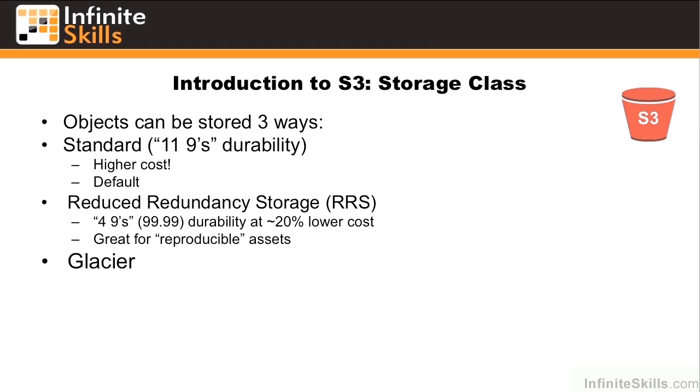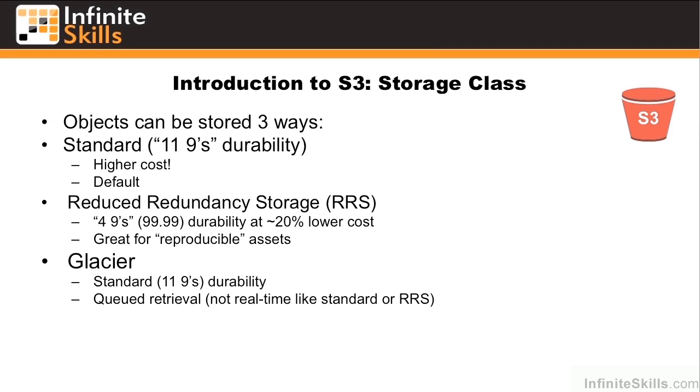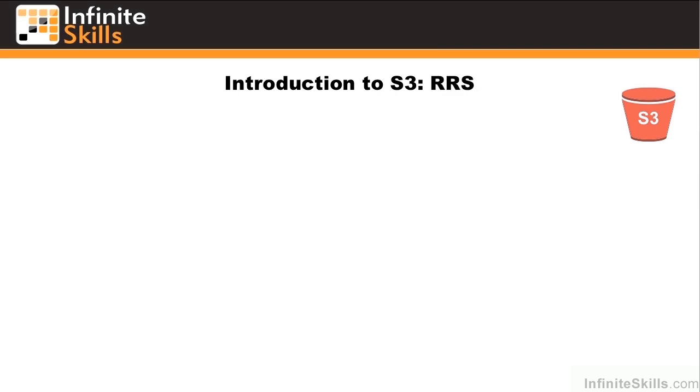The final storage class is Glacier. It has standard 11 nines durability, but its big drawback is that it has a queued retrieval time. When you go to retrieve your data out of Glacier, your request gets queued with many others, and it gets delivered perhaps hours later. The big sell of Glacier is that it's roughly about 1/10 the cost of standard, which makes it a great solution for backups and archival.